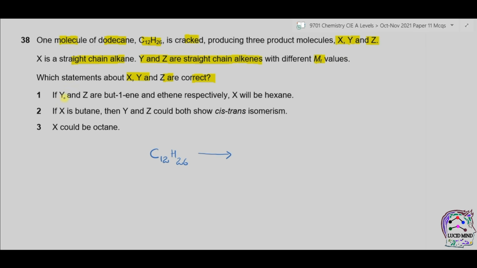In one it says Y and Z are but-1-ene and ethene. But-1-ene means it is C4H8, and ethene means it is C2H4. Let's draw this one, C4H8, C2H4. This is Y, this is Z. X will be hexane.